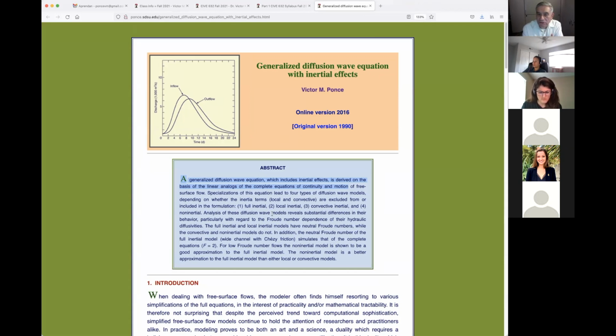This paper is called Generalized Diffusion Wave Equation with Inertial Effects. What is this subject? This is kind of more of the same. You'll see many of our equations repeated here, which should be easy because that means there's not a whole lot of new material that I cover. It's all more of the same in different views, different aspects.